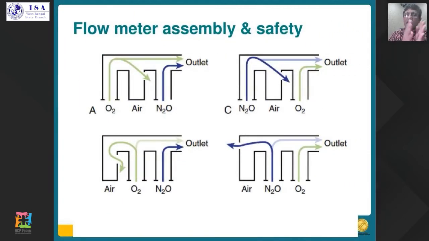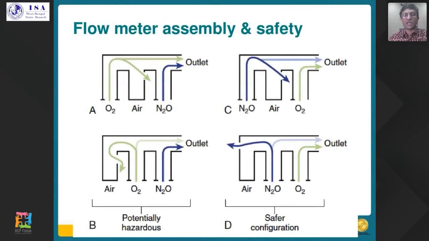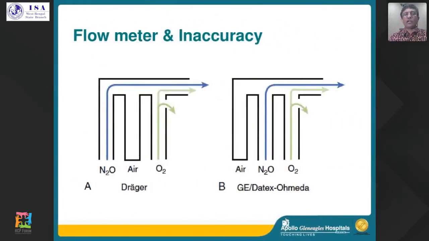There is again the safety that oxygen goes right down, or downstream, and you should not have oxygen upstream, so that if there is a leak or a crack in the flow meter, you are not going to lose oxygen if it is downstream. So you can figure out it should not be as it is on the left hand side, but it should be as it is on the right hand side. That's a safer configuration. Depending upon the manufacturer, like Draeger would have nitrous, air, oxygen, or GE or Datex would have air, nitrous, and oxygen.